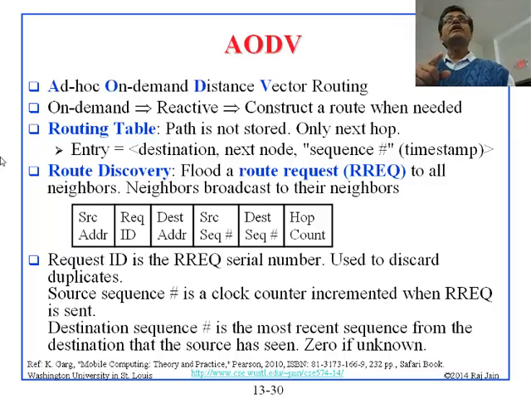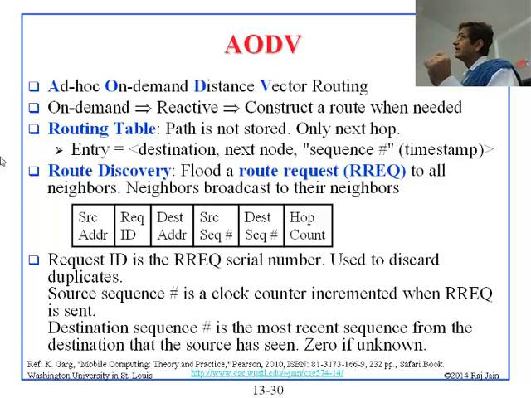In AODV, all you know is the next hop. Just like OSPF, all you know is the next hop. You don't know the complete route. So you know that to get to the airport, you have to take 170. That's all you know. What happens after that is 170's problem. So this is not a total route, just the next hop.